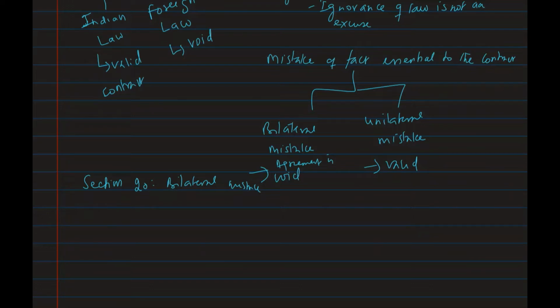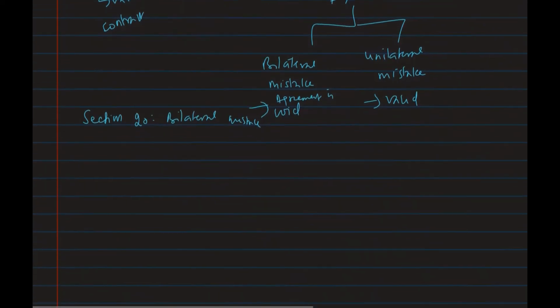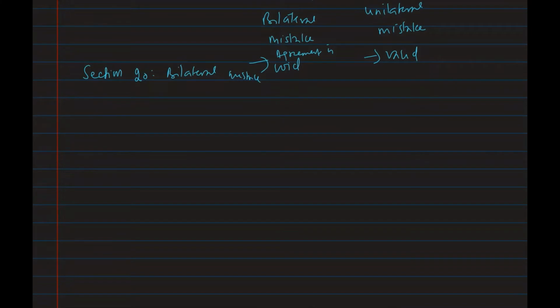Very important, and it is basically an erroneous opinion. A mistake is an erroneous opinion as to probably the value of a thing, or something related to the existence of the subject matter, etc. Now, when we talk of bilateral mistake, there are a few types. When both parties are under a mistake, what are the types of mistakes we can make? Mistake as to the existence of the subject matter.